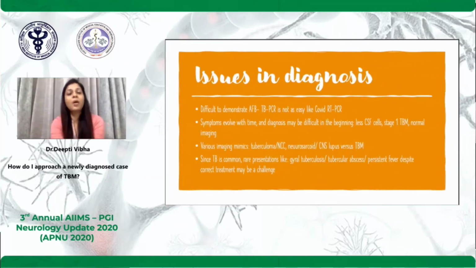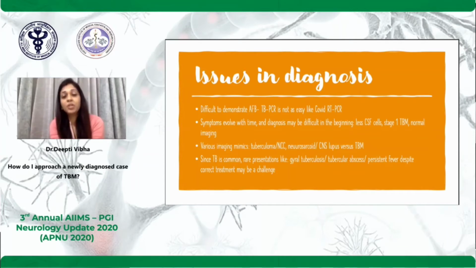Okay, so what is the problem? What are the issues in the diagnosis? Now, it is difficult to demonstrate AFB. TB PCR is not like COVID RT-PCR. So that's one problem. The symptoms evolve with time and the diagnosis may be difficult in the beginning because the cells are less. In stage 1 TBM, it could be just thought of as a recent worsened headache. There could be normal imaging.